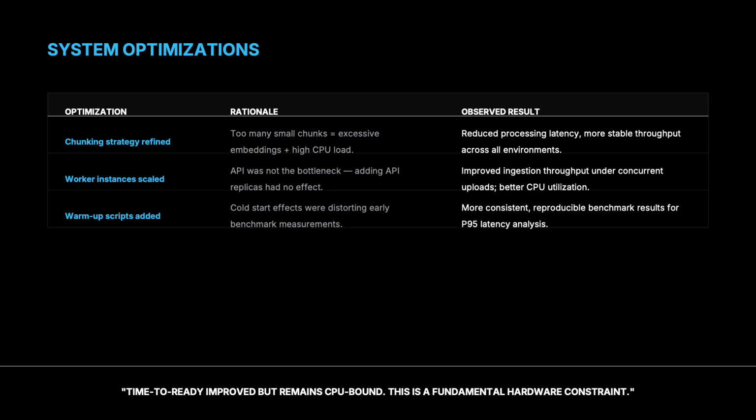Third, we introduced warm-up scripts to address cold start effects. Without warm-up, initial requests would include model loading and cache initialization overhead, which distorted early latency measurements. By preloading the system, we achieved more consistent and reproducible benchmark results, particularly for P95 latency. Despite these improvements, time to ready still remains CPU bound due to the cost of embedding generation.